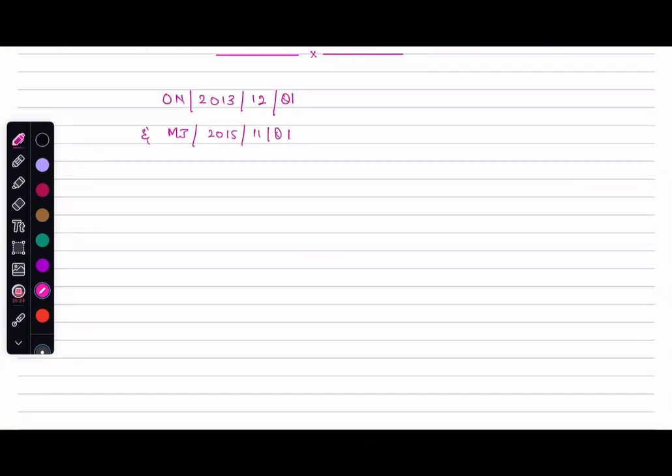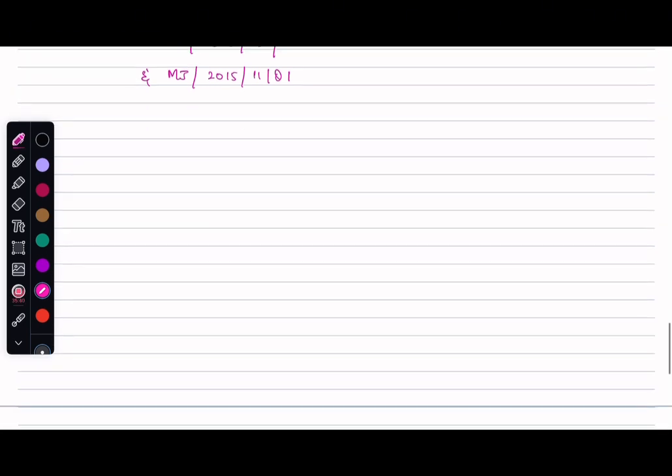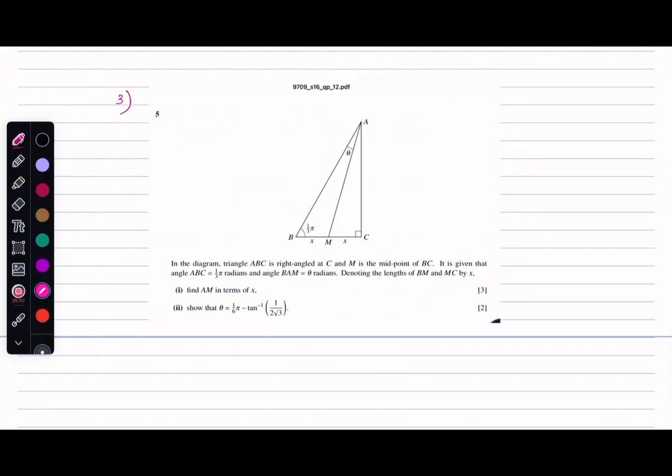To practice more of such questions, you can look for October-November 2013 Paper 1 Variant 2 Question 1, and also Summer 2015 Paper 1 Variant 1 Question 1. Now the next question that I have on my list is from Summer 2016 Paper 1 Variant 2, and this is question number 5 in the paper.